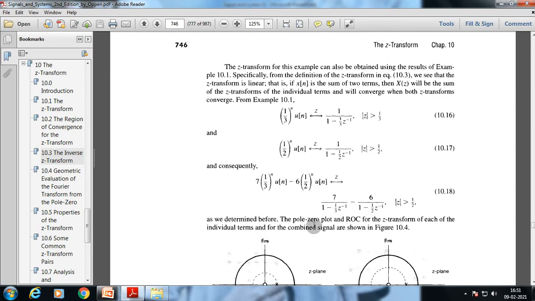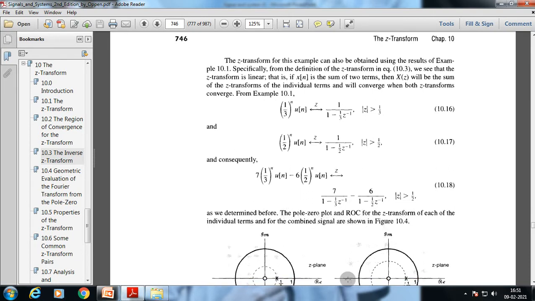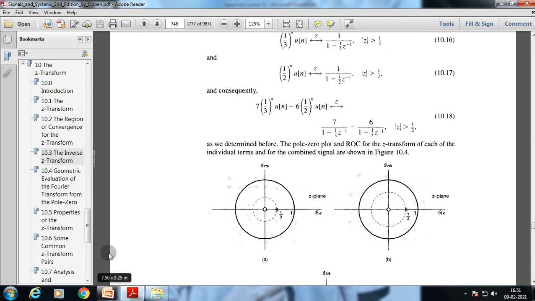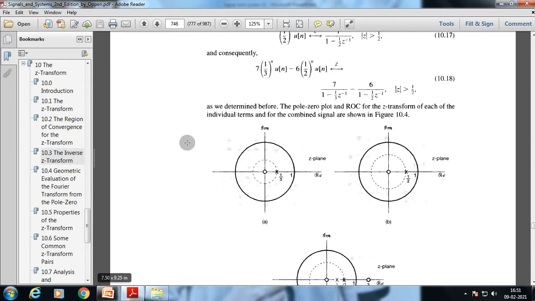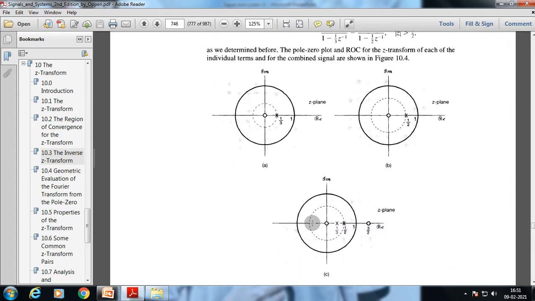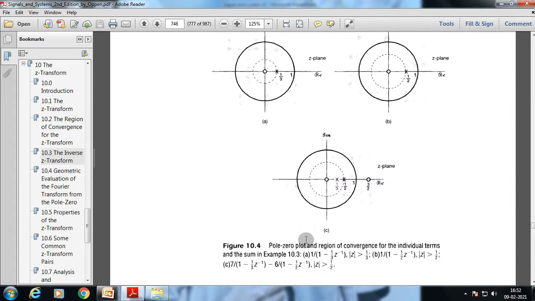As we determined before, the pole-zero plot and ROC for the z-transform of each of the individual terms and for the combined signal are shown in the figure. This is the z-plane. The pole-zero plot and the region of convergence for the individual terms and the sum in this example.